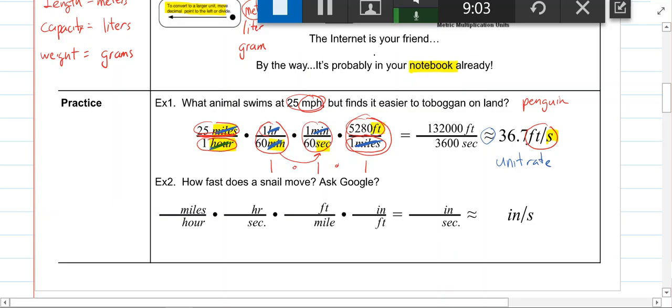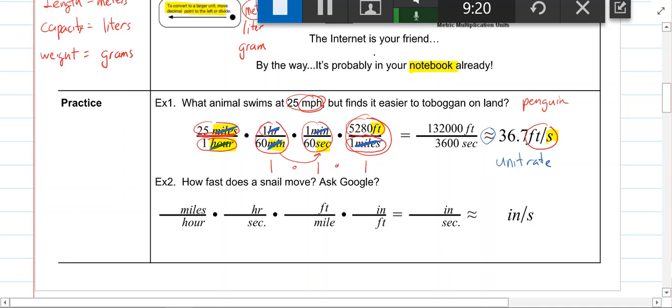All right, so now we can understand how fast a penguin moves. Somewhere in your house you have 36 feet, and you can imagine a penguin going from the beginning of that 36.7 feet to the end in 1 second. It's pretty quick. Let's try it again.